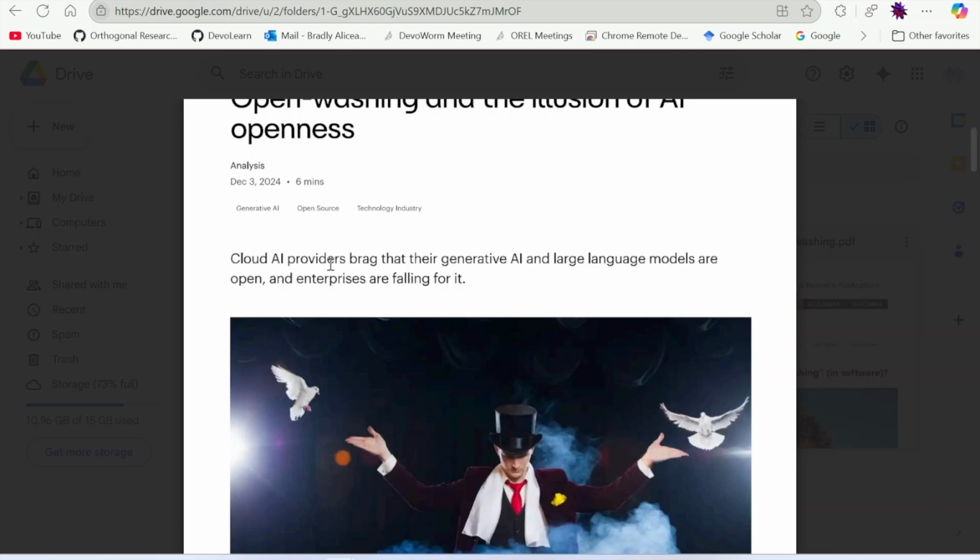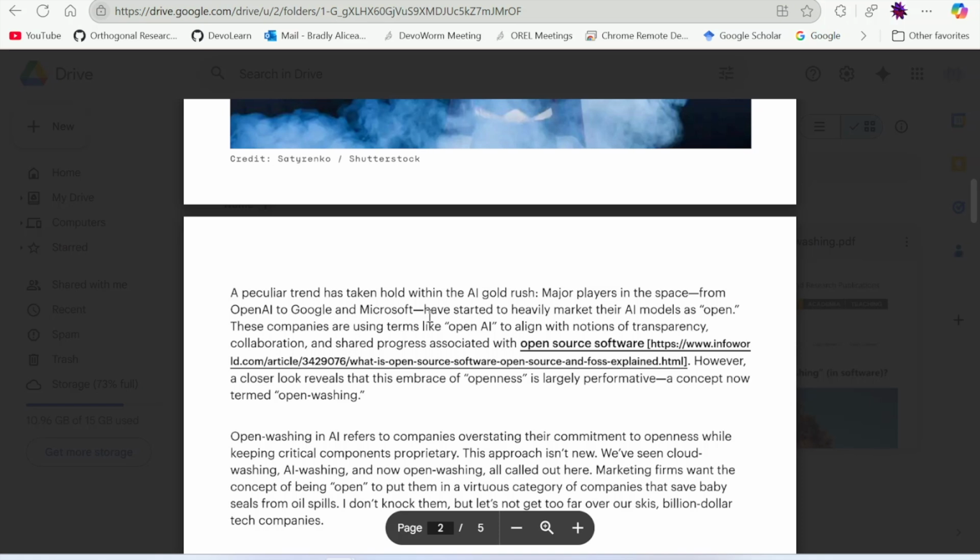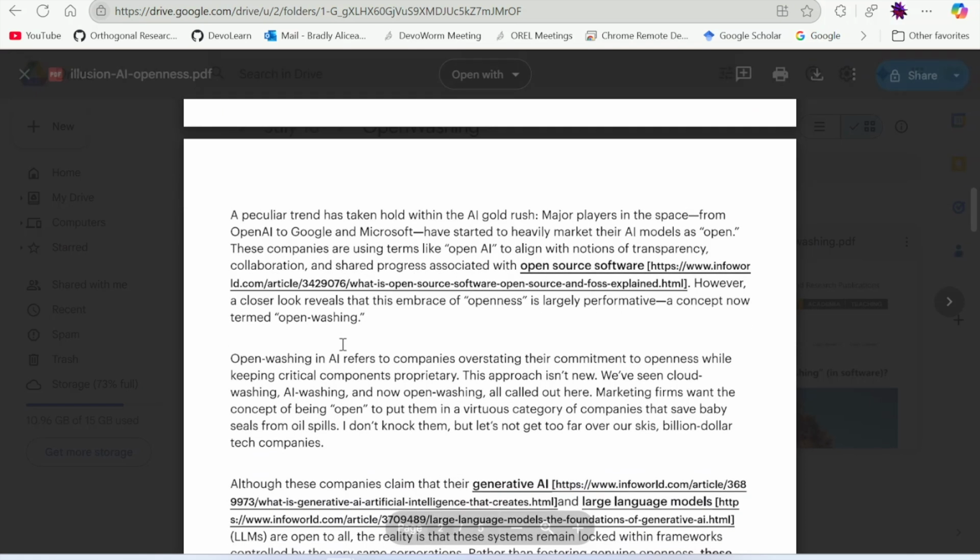So cloud AI providers brag about their generative AI and large language models that are open, and enterprises are falling for it. The article says a peculiar trend has taken hold within the AI gold rush. Major players in the space, from OpenAI to Google and Microsoft, have started to invest heavily in marketing their AI models as open. These companies are using terms like OpenAI to align with notions of transparency, collaboration, and shared progress associated with open source software.